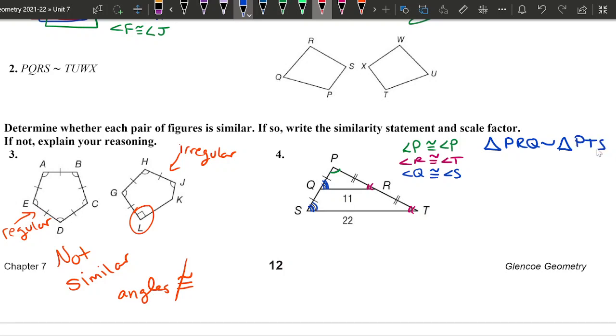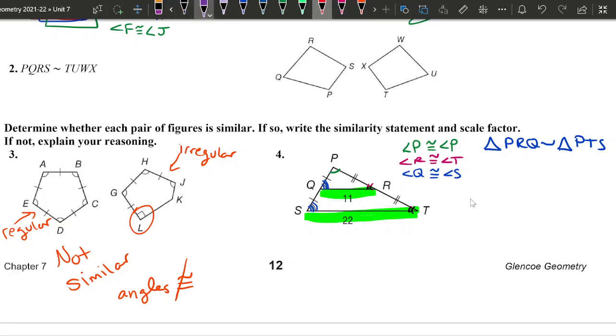So it's saying the small triangle is similar to the large triangle. And then, since now I know that they are similar, I can calculate their scale factor. And I'm only given one side with numbers, so I have to use that side. There's no other way to calculate because I only have one set of numbers.